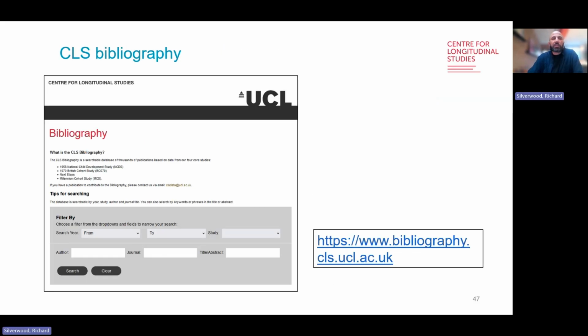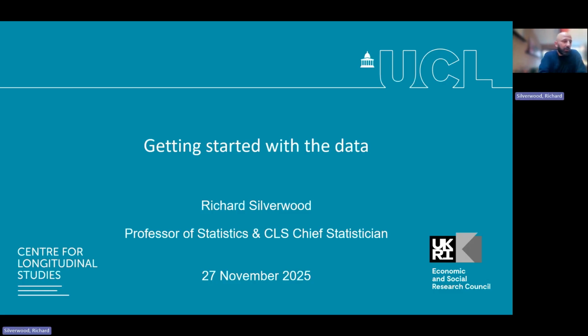So I've only looked at a few different types of analysis, and I've only given a single example for each one. There are thousands of papers that have used the data from the CLS cohorts. So if you're interested in finding out a bit more about the different types of analyses that have been undertaken previously, there's a CLS bibliography that has a comprehensive catalogue of all of those different papers, and that's a good place to start. Okay, I'll pause for 1 second and I'll move on to the next section.